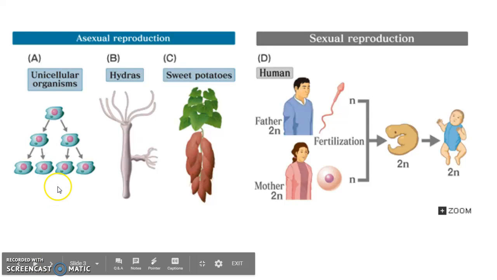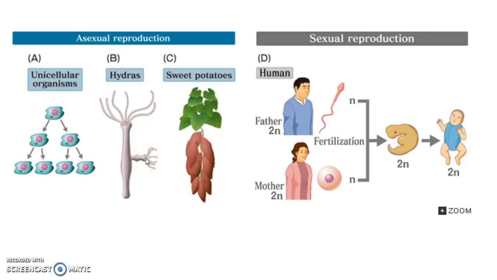In asexual reproduction, the cell makes an exact copy of itself, or the organism makes an exact copy of itself. And so that's one way to go through reproduction. The other is sexual reproduction. And so we have two cells that are formed that combine to form a new cell, which becomes a new organism.